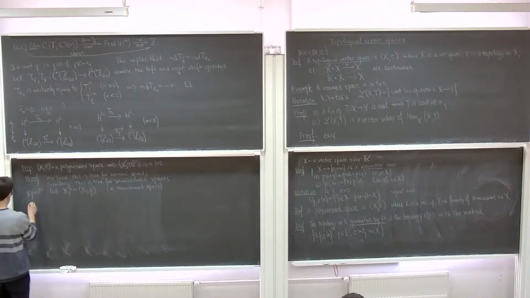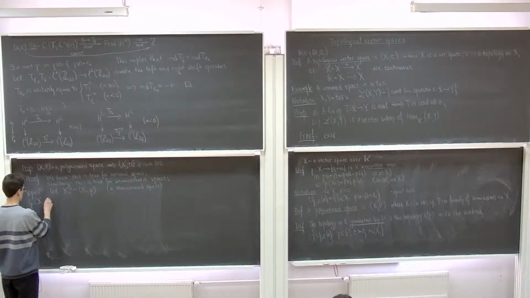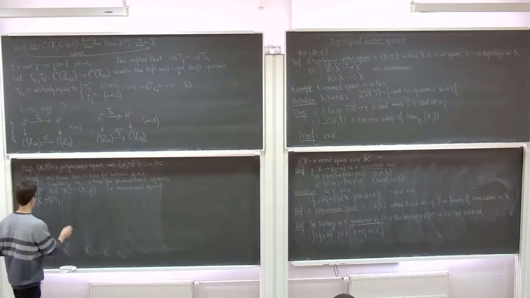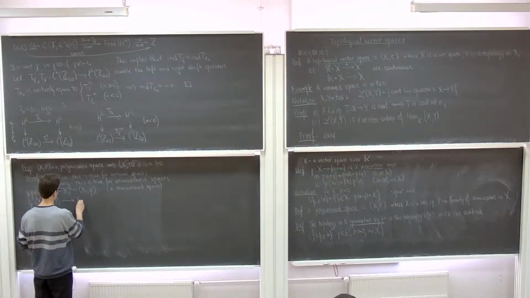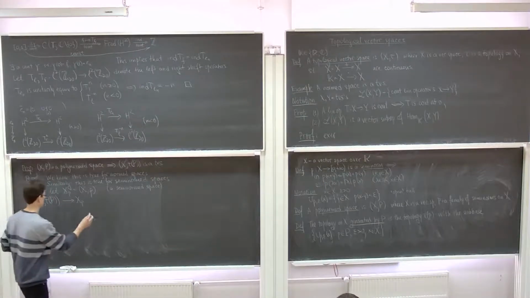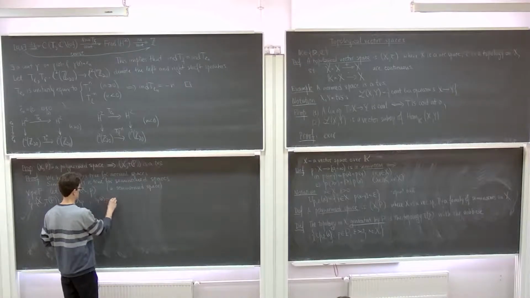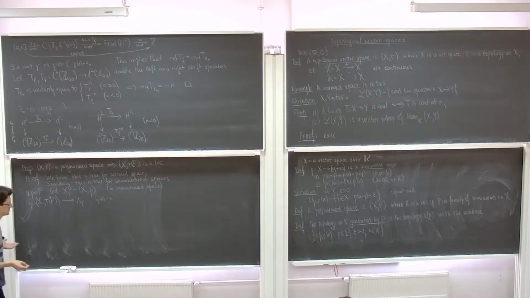We have a canonical map, let's denote it by I_p, from X to X_p. So we equip X with the respective topology. And I_p is, set theoretically, the identity map. It takes each element to itself. But formally, this is not the identity map because the topologies here and here are different.